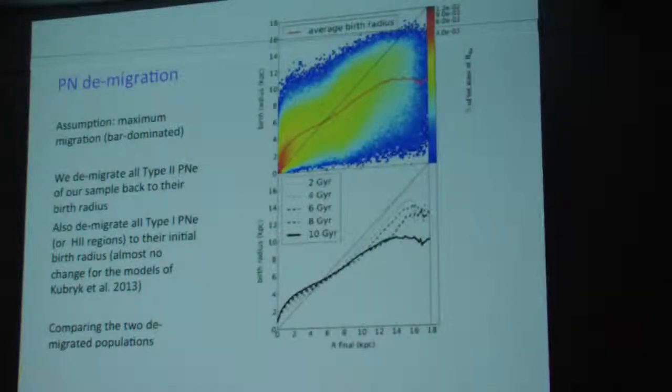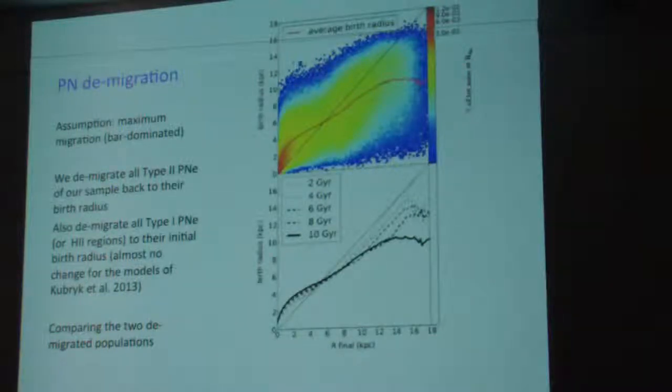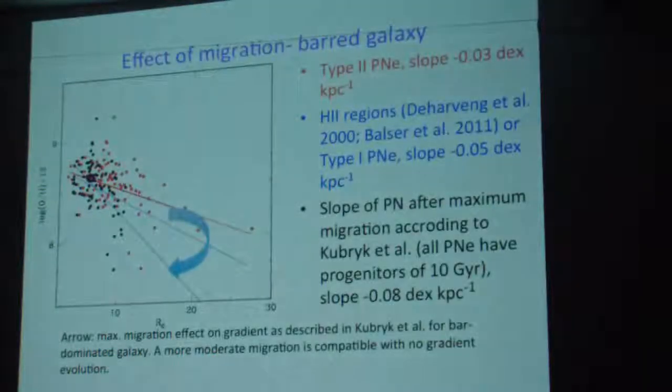Bar-dominated galaxy. So this is the extreme case. If you have a 10 gigayear population, a star, a planetary nebula progenitor, that has been in the galaxy for 10 gigayears, it has migrated very much. If it was born between the center of the galaxy and the Sun, it has a huge outward migration, and if it was born outside the Sun, in relative position, it has been migrated inward. So what is the result?